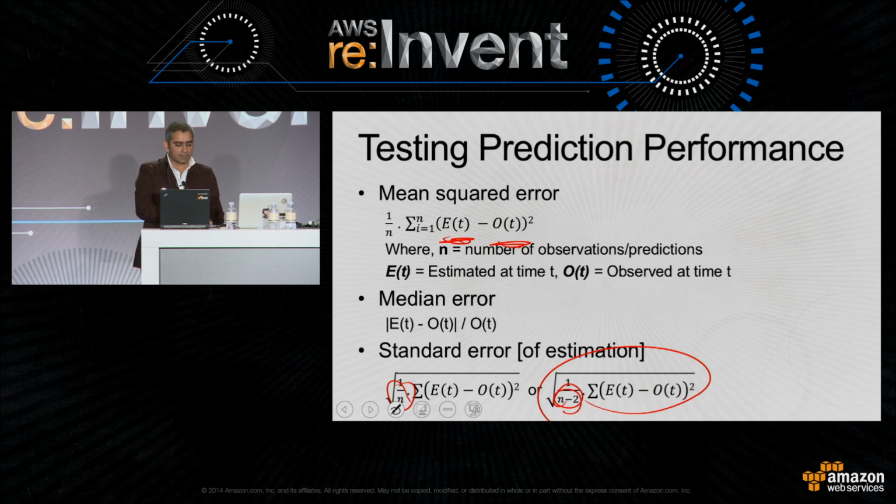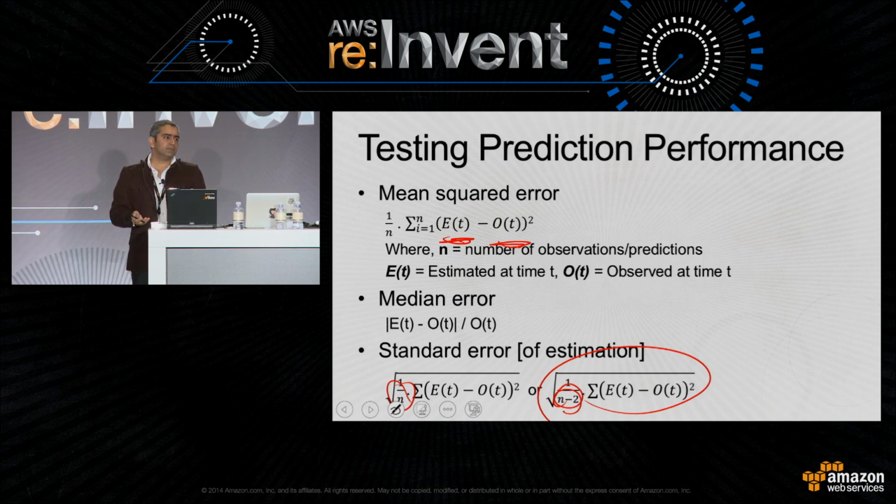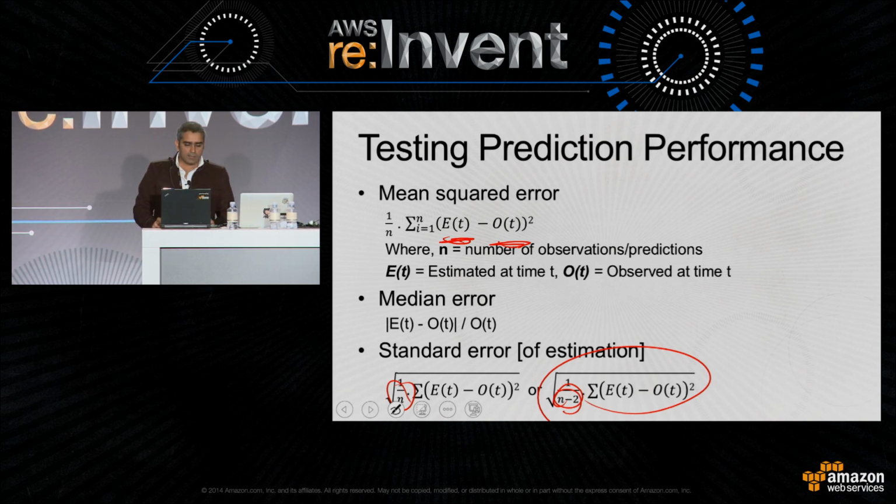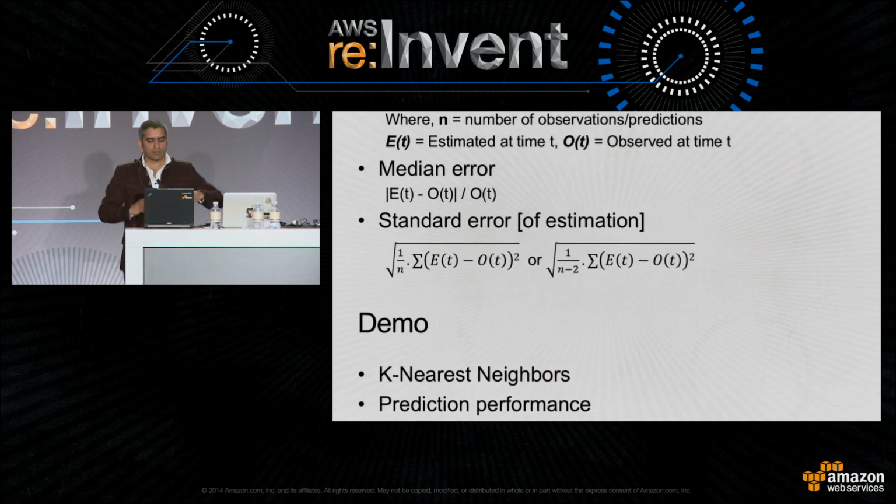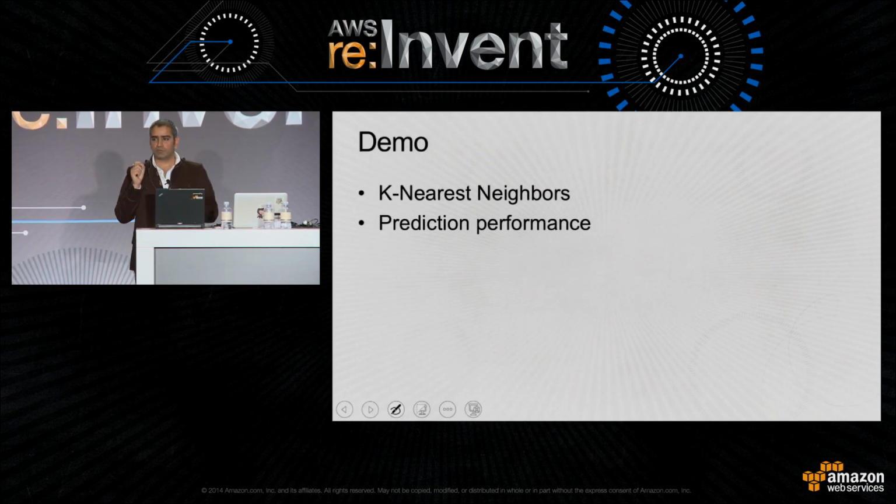The median error is very simple. You take the absolute difference between the estimated time and the observed time, and then divide it by the observed time. So these are the ways we come up with a number, in terms of percentage, or if you're not using the 0 to 1 range, a number to indicate how well the prediction performed.